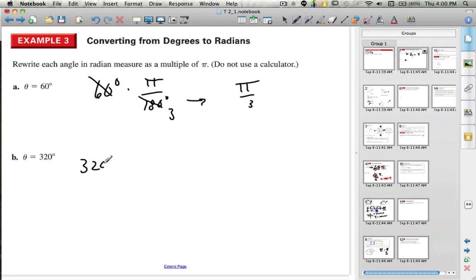In this case, if I have 320 degrees times pi over 180, well, I can cancel out a 10, and then I can cancel out a 2, 16, 9, and that looks like all I can do, so this becomes 16 pi over 9. Okay, so that's converting from degrees to radians.